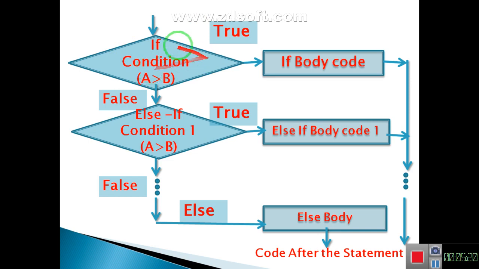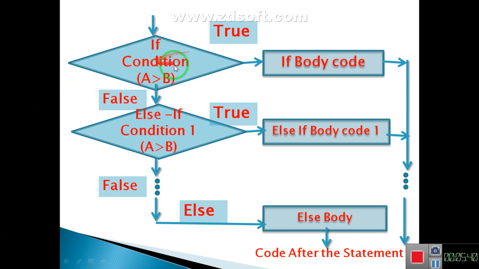From the flow chart, you can see the flow of execution. If the condition is true, then it goes for the if body. The if body is executed, and after executing, it goes to the statement after the else if ladder.